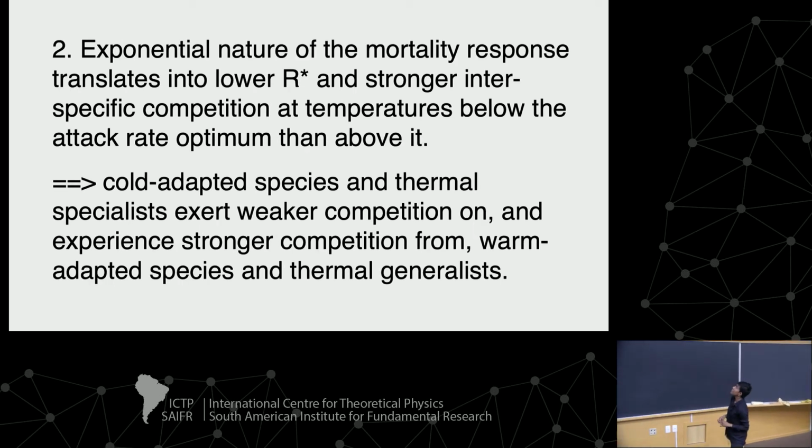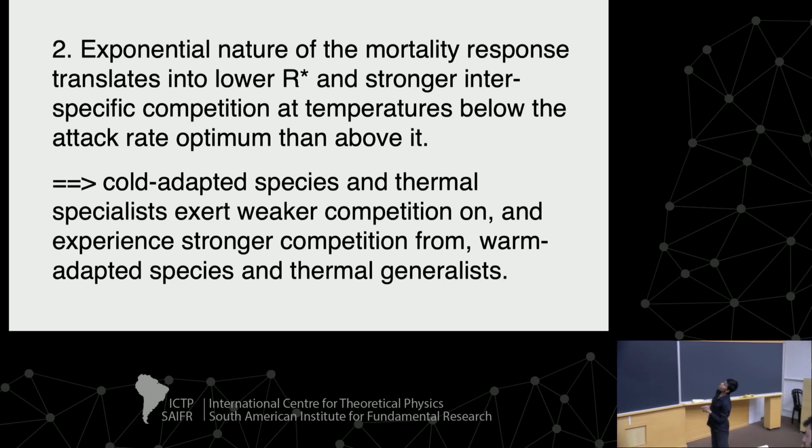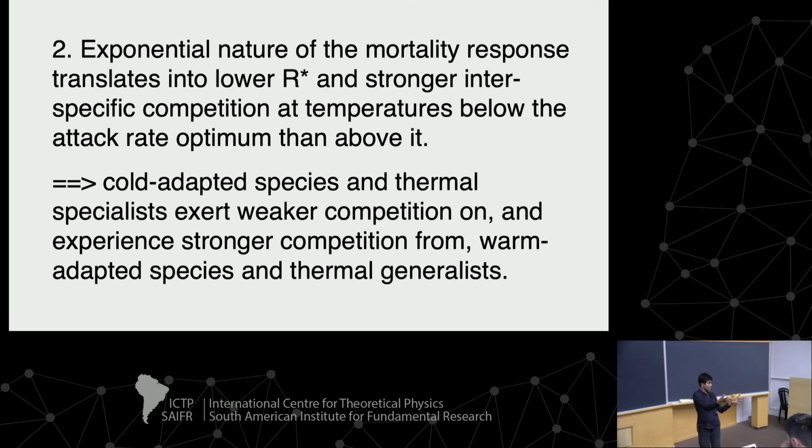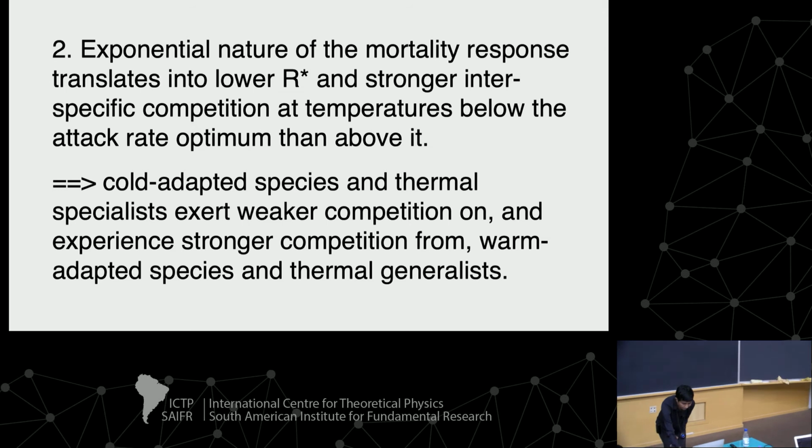Second, this exponential nature of the mortality response translates into a lower R star because of the way mortality changes, and stronger interspecific competition at temperatures below the attack rate optimum than above it. Remember, mortality goes like this. That means your R star is lower below the attack rate optimum. Which means that cold adapted species and thermal specialists can exert weaker competition on, and experience stronger competition from, warm adapted species and thermal generalists.